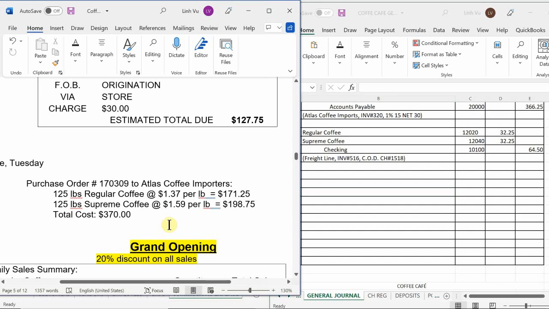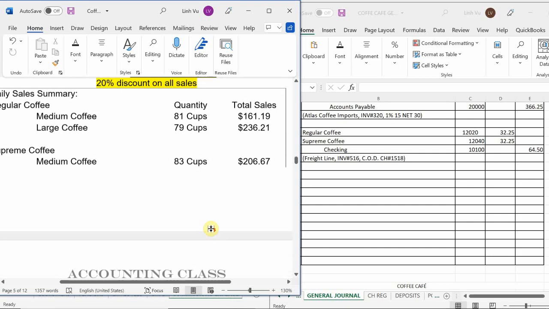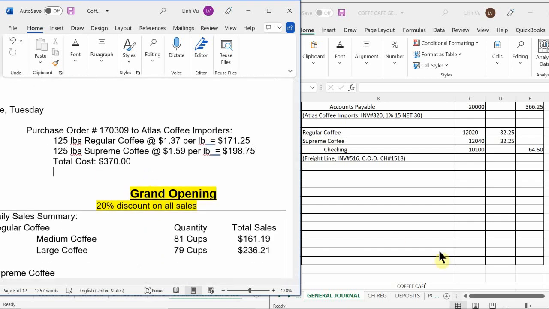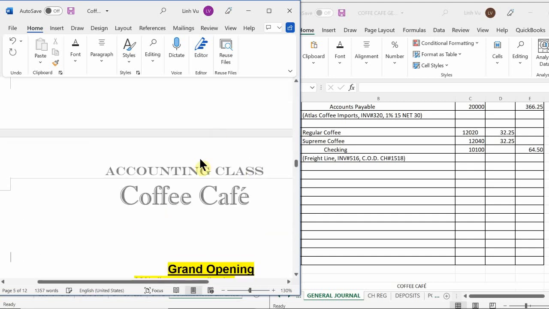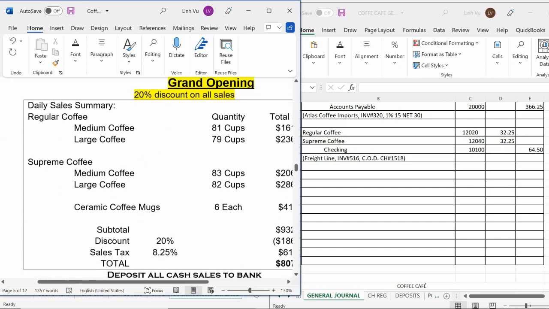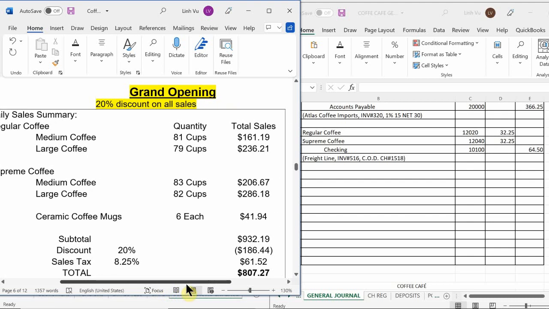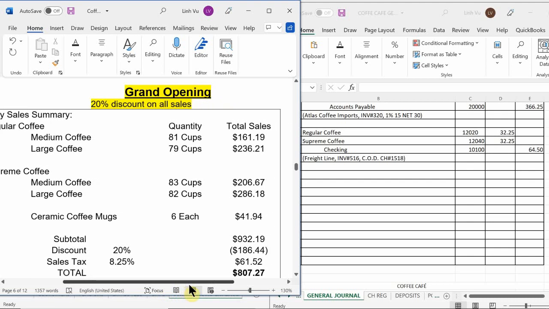And then now we have another grand opening sales. Okay. I'm going to push this down to the next page so you can see it clearly. Okay. So let's take a look. Right. We got grand opening sales. Okay. We got some regular, medium regular, and large regular. And we also have medium supreme coffee and large supreme coffee sold. We even sold ceramic coffee mugs.